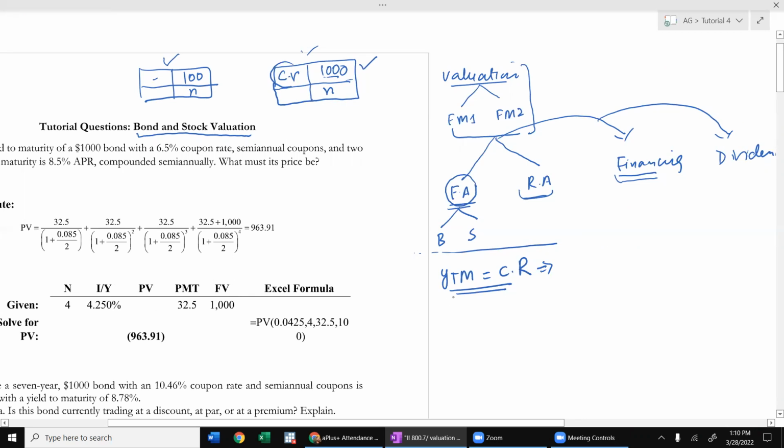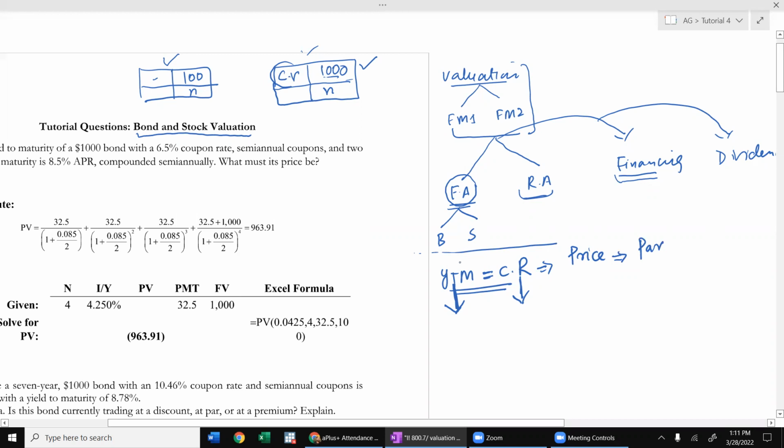Okay, if I put it like that: the market interest rate, meaning the interest rate in the market, and the interest rate that the bond is offering. If they are equal, will the bond be trading at par, premium, or discount? Anyone? If they are equal... Is it par, sir? Par, very good. So it will be trading at par.